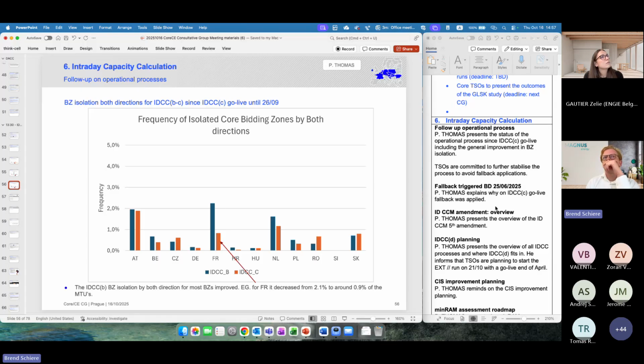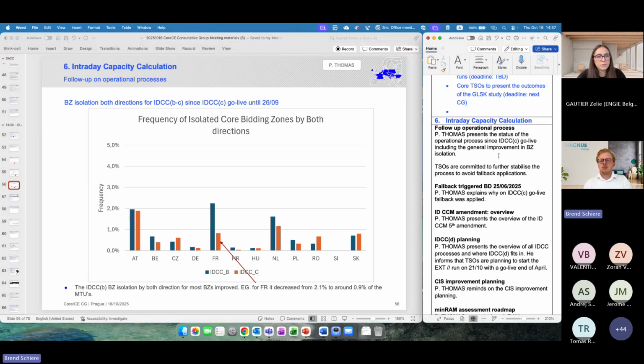Here, the excess changed a little bit. So it's not 50%, it's not the max value anymore, but 5%. You can see here that overall bidding zone isolations are quite low. It's below 3% for all borders. Of course, the reason here is also that we are in the summer, not in the winter. So I can imagine that it looks different when we have information about the upcoming winter.